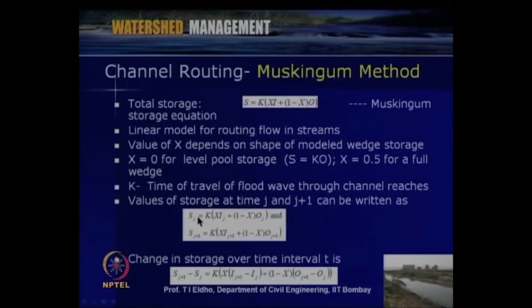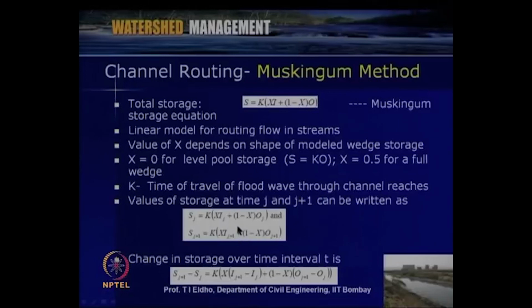S subscript J is equal to K into X into I subscript J plus (1 minus X) into O subscript J, and S at J plus 1 we can write as K into X into I subscript J plus 1 plus (1 minus X) into O subscript J plus 1. So, at two time intervals J and J plus 1, we can rewrite the Muskingum equation in this fashion.